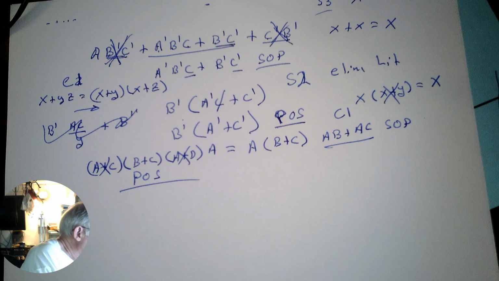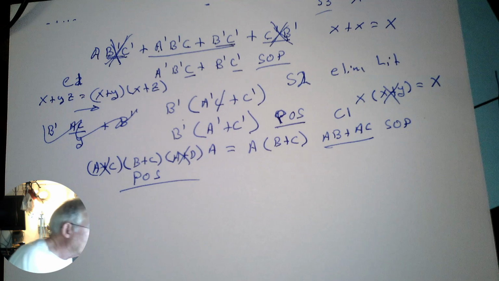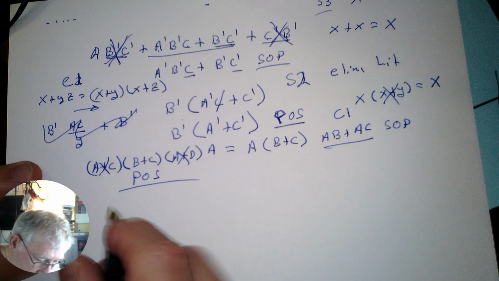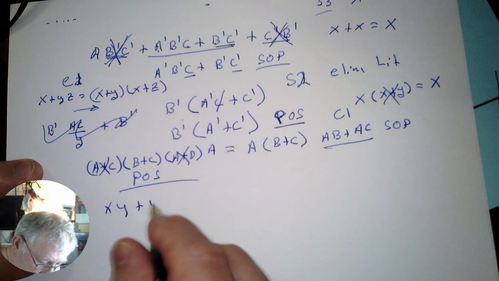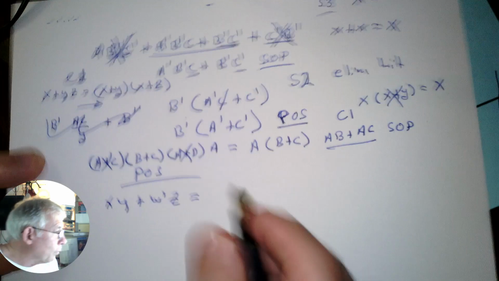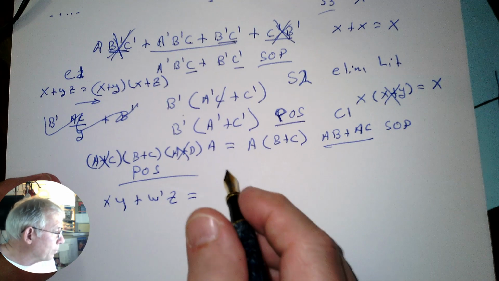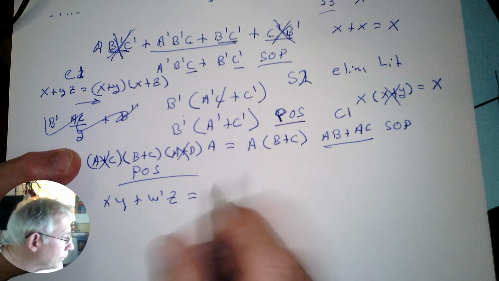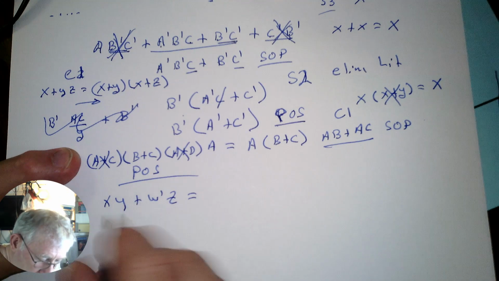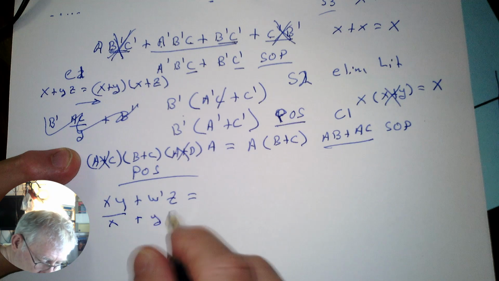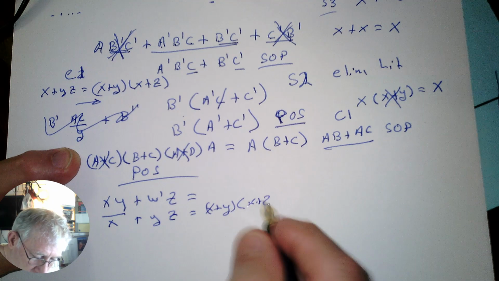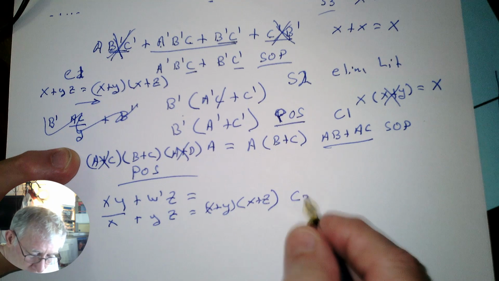And then, let's see. So xy plus w prime z. And what is that when we convert it to SOP or to POS? All right. Well, in this case, we don't have any variables that repeat. So we have to use the x plus yz equals x plus y quantity times x plus z. So that is the C2, the second distributive law.